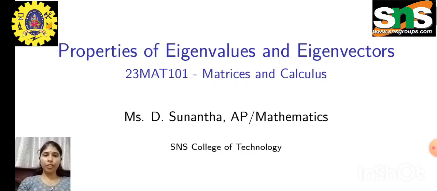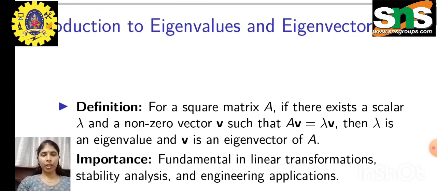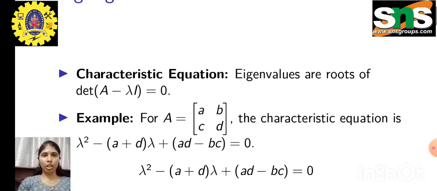As the continuation of the lecture series in eigenvalue problems, we are going to see properties of eigenvalues and eigenvectors in this video. So first is introduction to eigenvalues and eigenvectors. The definition is: for a square matrix A, if there exists a scalar lambda and a non-zero vector V such that AV equals lambda V, then lambda is the eigenvalue and V is an eigenvector of A. Here the importance is fundamental in linear transformation, stability analysis and engineering applications.